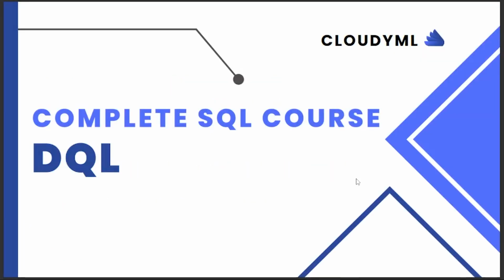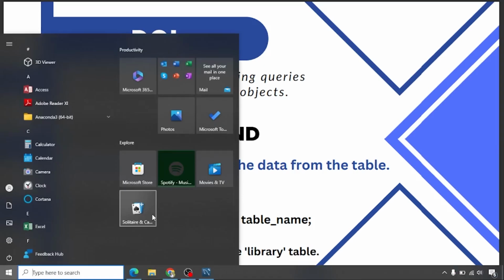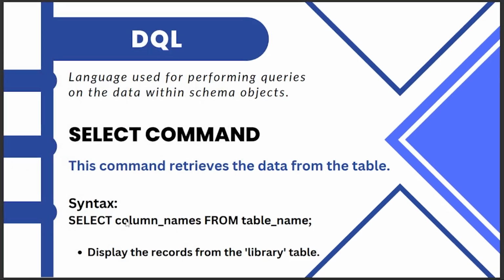Now we're going to see the DQL, which is the data query language. Data query language is used for performing queries on the data within schema objects. Once our table has been created and we have data inserted into it, next we can retrieve the data for some other uses. So the select command is used to retrieve the data from the table, and the syntax is select column names from table name. Let's display the records from the library table. If you want to display all the records, then you will use select star from table name. So let's see how.